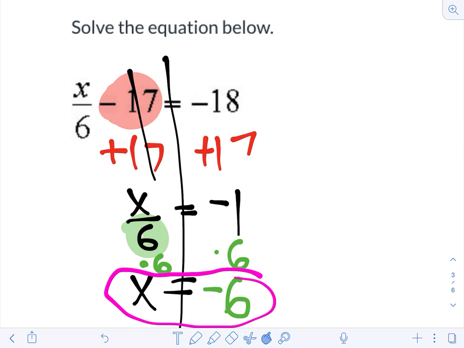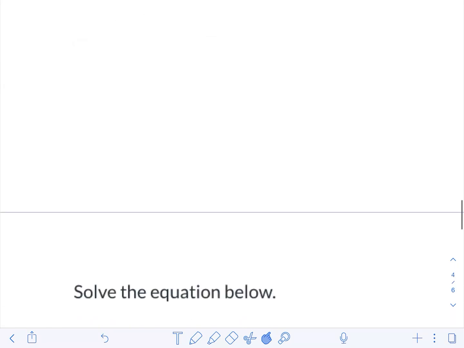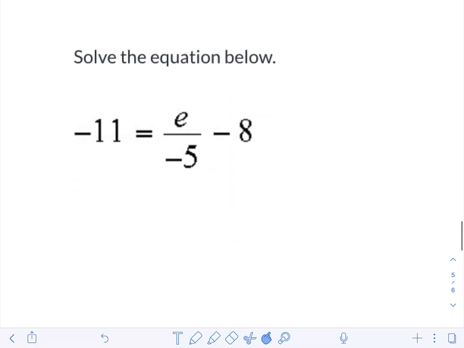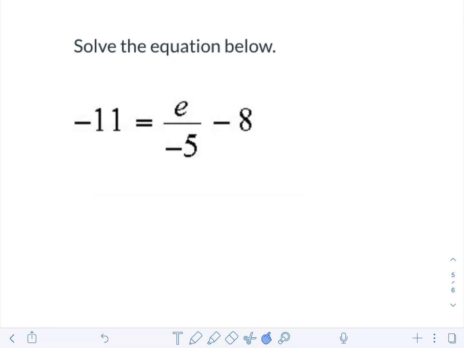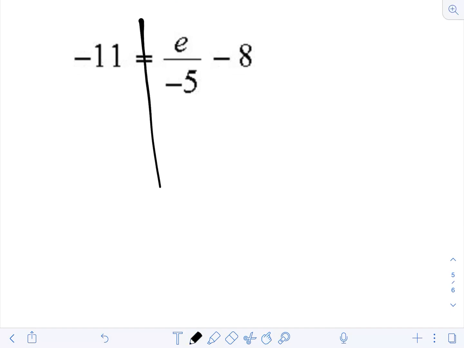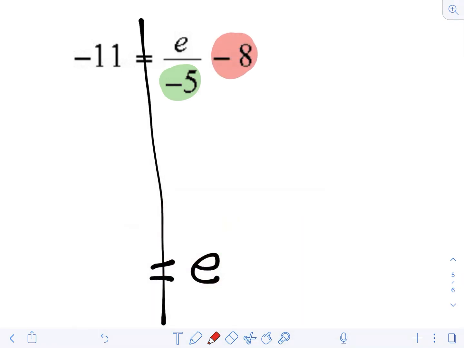Okay, I think we got one more. Oh, let's skip this one. Let's look at this one. So we want to figure out what E is. Now we got to get rid of that -5, and we've got to get rid of the -8. Well, what do we get rid of first? That's right, the -8. So to get rid of the -8, you add 8. That cancels. And you add 8 here.